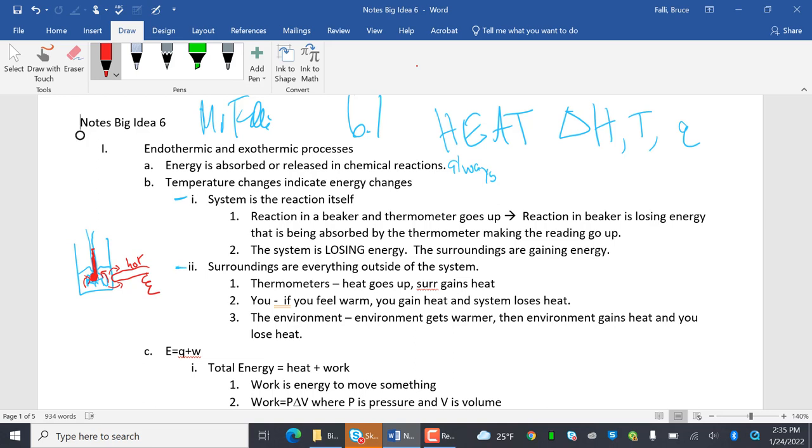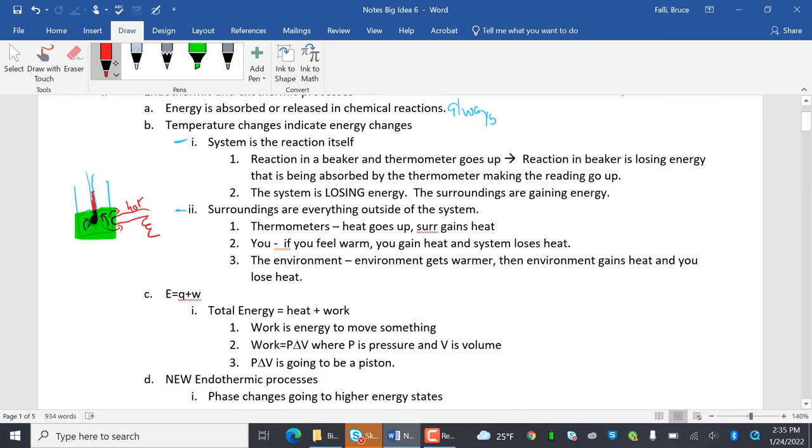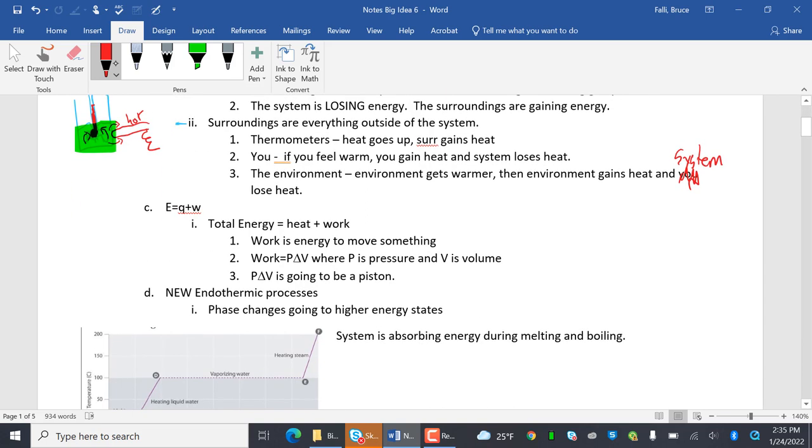When the system is losing energy, the surroundings are gaining energy. The surroundings are everything outside of the system. So that'd be everything outside of my beaker. On thermometers, the heat goes up, the surroundings are gaining heat, okay? If you feel warm, you gain heat, and the system loses heat. The environment gets warmer, and the environment gains heat, and the system loses heat.